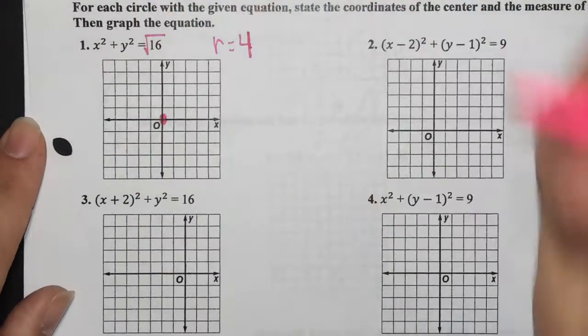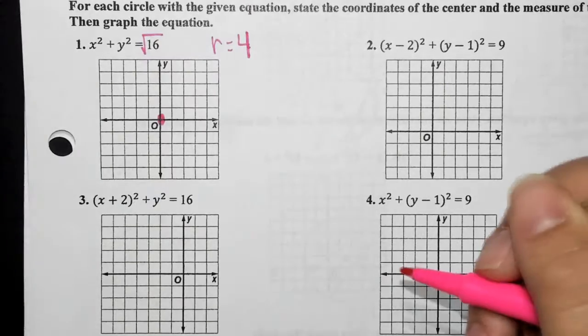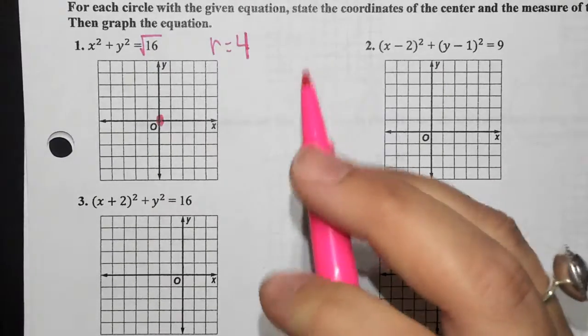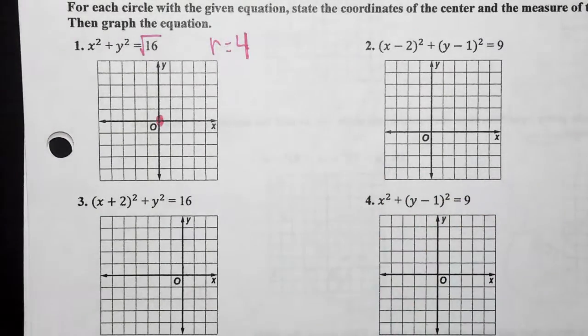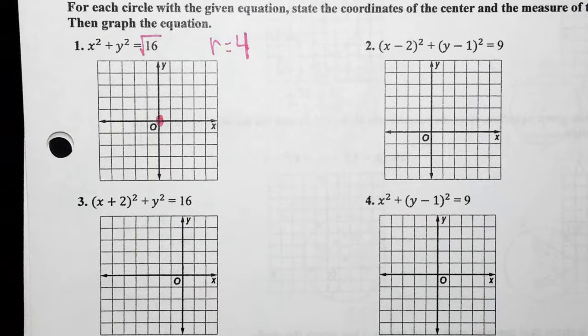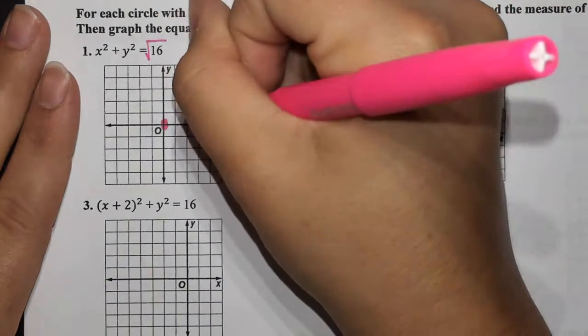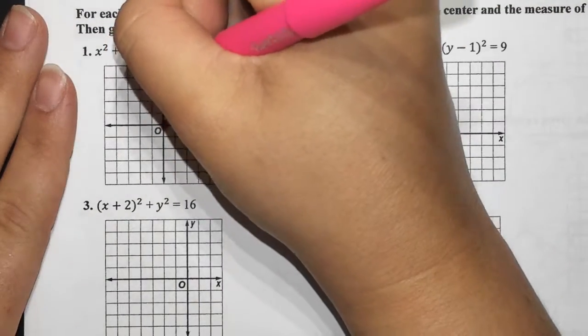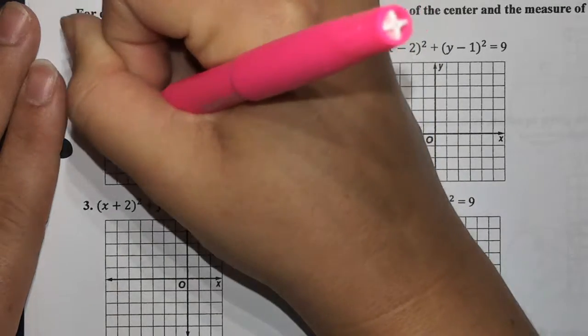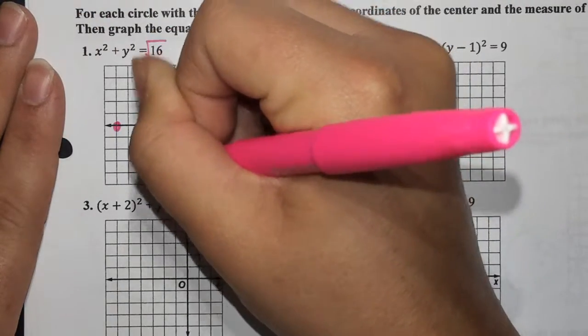So plot your center point at 0, 0. Now I want you to go in 4 directions, the only perfect ones. We're not going to guess and go at a 45-degree angle. I want you to go 0, 90, 180, 270. So go over 4, up 4, side 4, and down 4.